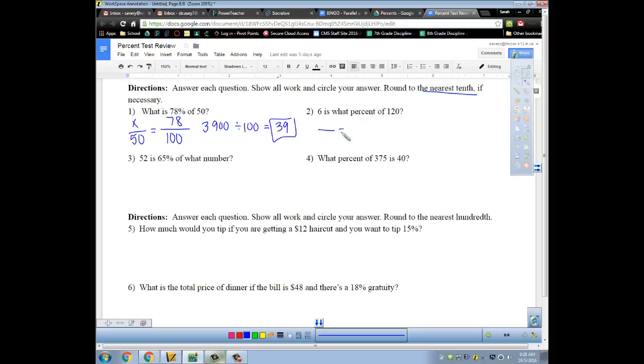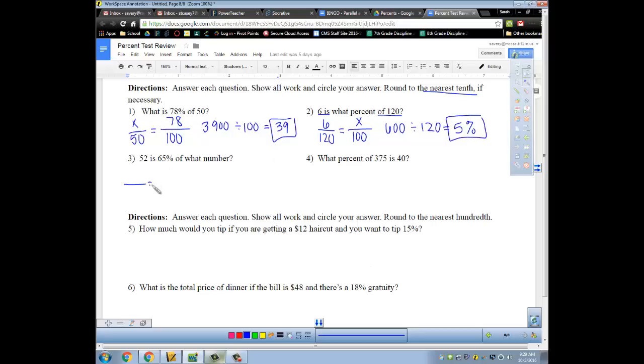Number 2, set up your lines. 100 in the bottom right. Says 6 is goes on top. Of 120, that goes on bottom. We don't know the percent. There's no percent sign in the problem, so we put x here. 6 times 100 is 600. Divided by 120 is 5. So it's 5%, since they were asking for what percent.